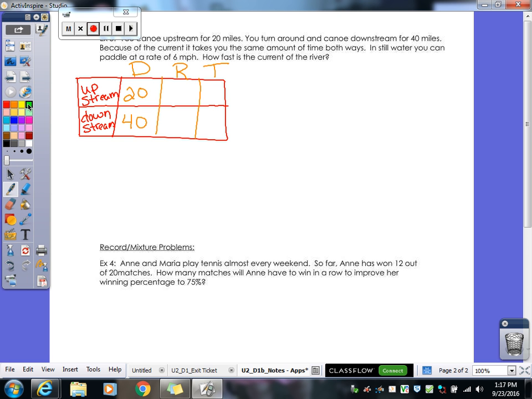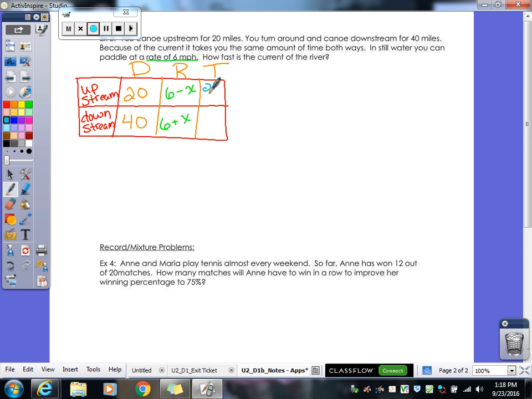So now for our rate, they told us in still water, you can paddle at a rate of 6 miles per hour. But when you're going upstream, you're going against the current of the water. So it's your 6 miles per hour minus the current of the river. It makes you go slower. So you take your speed and you subtract the water speed. But when you're going downstream, it's going to be 6 plus the current of the river because you're going with the current this time, so it makes you go faster. So you just kind of have to think about it. Okay, which one's going to make me go slower? If I'm going against the stream, or if they're talking to you about going against the wind, that's going to make you go slower. So you want to subtract the wind speed, or in this case, the water speed.